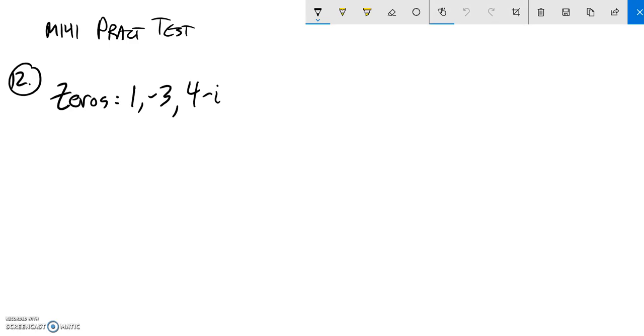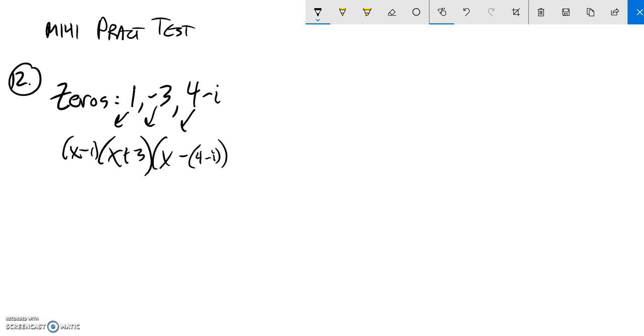M141, this is the practice final. And on this problem, we're supposed to come up with a polynomial that has these zeros. So let me write what I know. I know that there's an x minus 1 in this. I know that there's an x plus 3 in this. I know that there's an x minus that whole thing, 4 minus i in this.